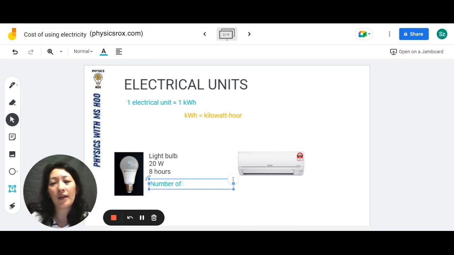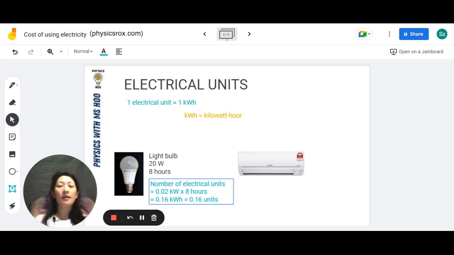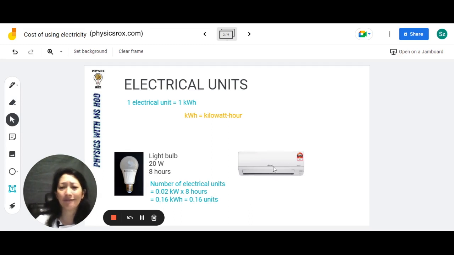So the number of electrical units used by the light bulb here is the power of this light bulb, which we express in kilowatts. So 20 watts, how do we get kilowatts? You need to divide it by 1,000. That means you get 0.02 kilowatts. And you switch this on for 8 hours. So this would give you 0.16 kilowatt hours, or you can rewrite this as 0.16 electrical units. I'm just going to write units here for short. And that's it.